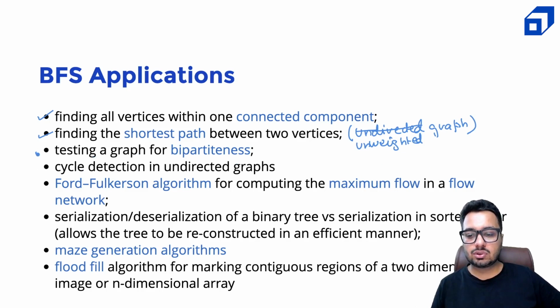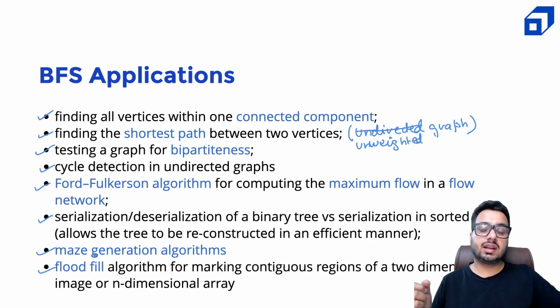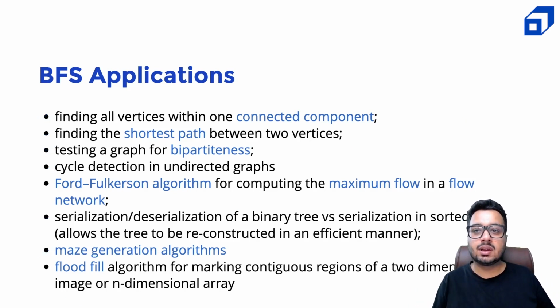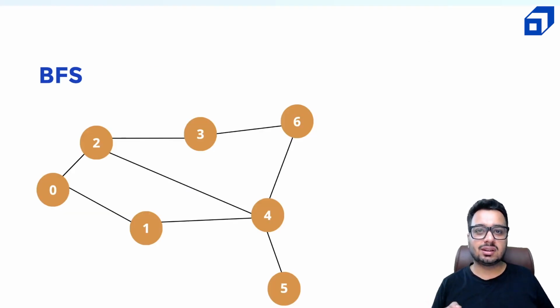It can be used to check a graph for bipartiteness. It can be used for cycle detection in undirected graphs. It is also used in the Ford-Fulkerson algorithm for maximum flow. It is also used in serialization and deserialization of a binary tree. It is also used in maze generation algorithms, and it can also be used in algorithms like flood fill. So there are many applications, and that is why understanding this algorithm becomes very important. Let us now dive deep into the algorithm.